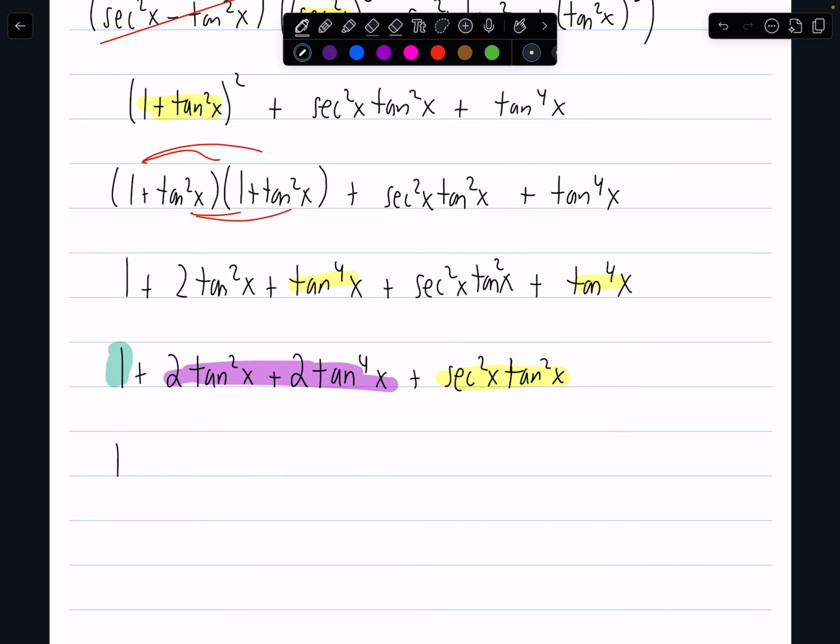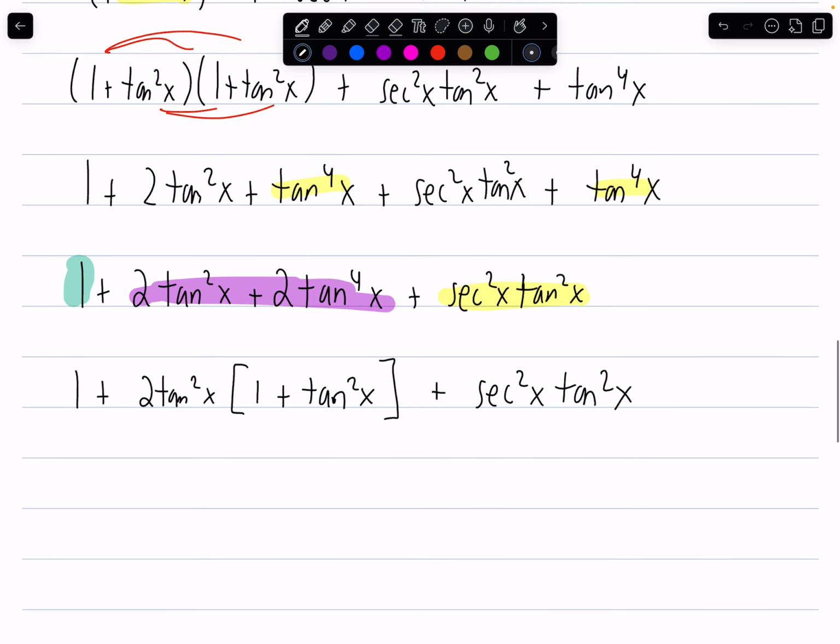So what I would do in this case is I would actually factor out a 2 tan squared x, and what I'll be left with is a 1 plus tan squared x. So I factored out a 2 tan squared x from the purple. So this is just equivalent to whatever I did in the purple.